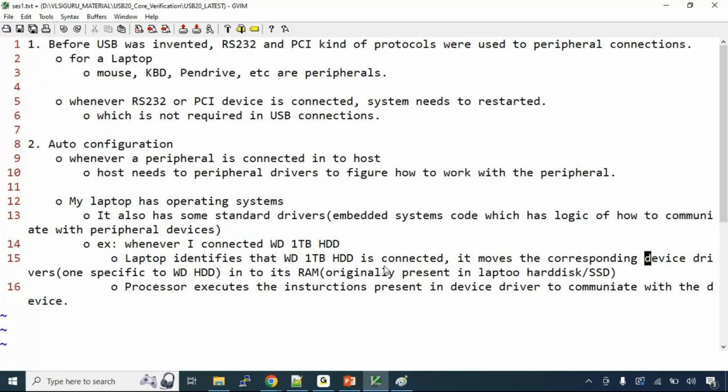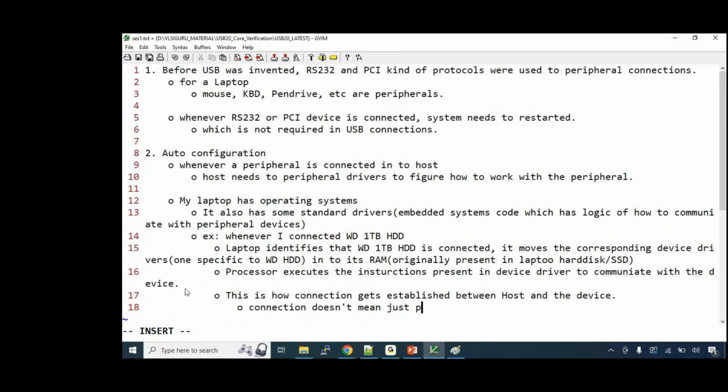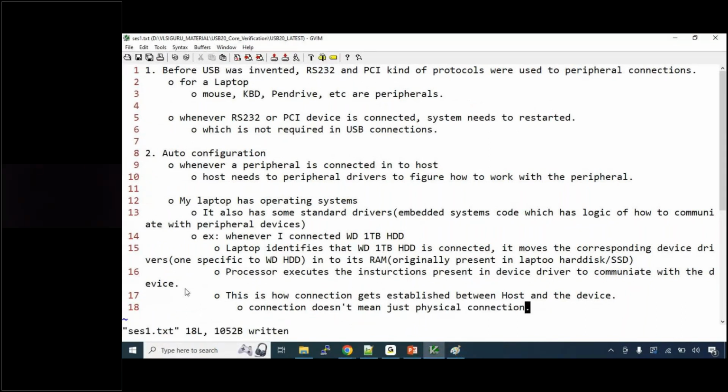Now, once the device driver has been moved into the RAM, the processor executes the instructions present in the device driver to communicate with the device. So that is how the connection gets established between my host and the device. Connection doesn't mean just physical connection here. Connection also means figuring out what driver to use, and downloading the driver.